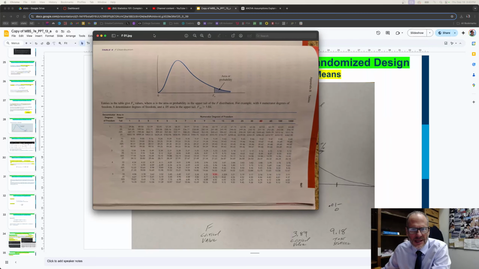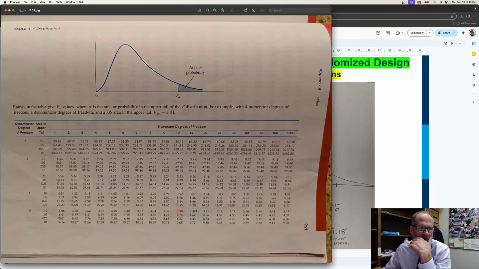And so here's the F table. I guess we'll just start by looking at this. Entries in the table give F alpha values. It'll give you some F score, F value, critical value. It's going to give you the probability from that point to the right, so the area under the curve from here to the right.